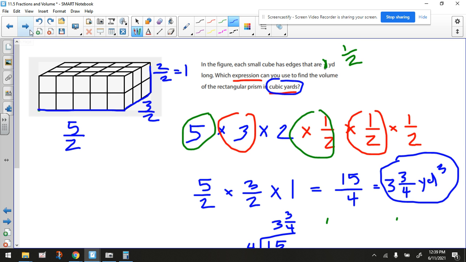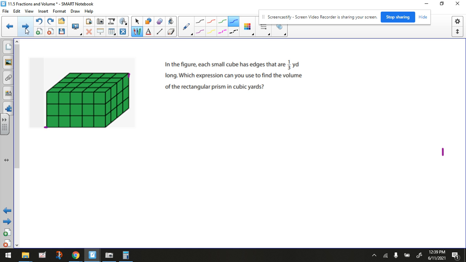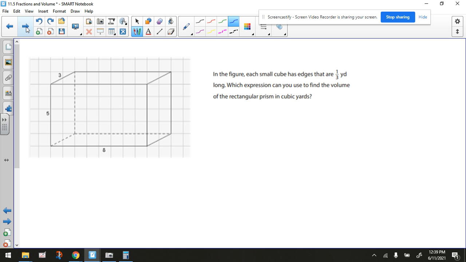All right, so let's look at one more, and then I think we'll get the hang of this. How about we look at one like this? And let's stick with the 1/3. Actually, you know what? Let's change it to a fourth. We're going to go with 1/4. And instead of yards, let's do meters.